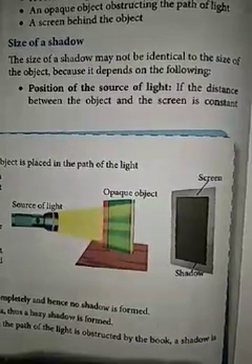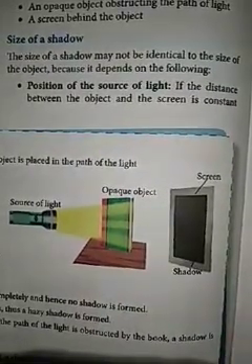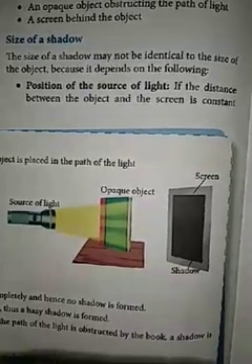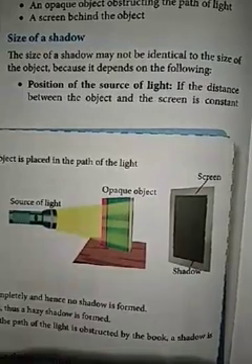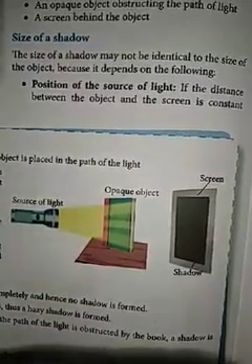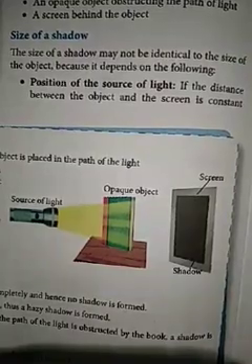Size of the source of light. A point or a small source of light gives a sharp shadow that is equally dark all over. On the other hand, when a light source is bigger than the object, the shadow has two regions, a darker central part and a lighter outer part.